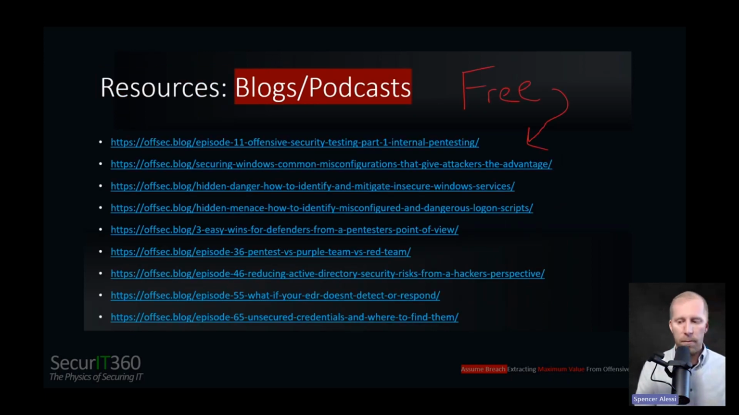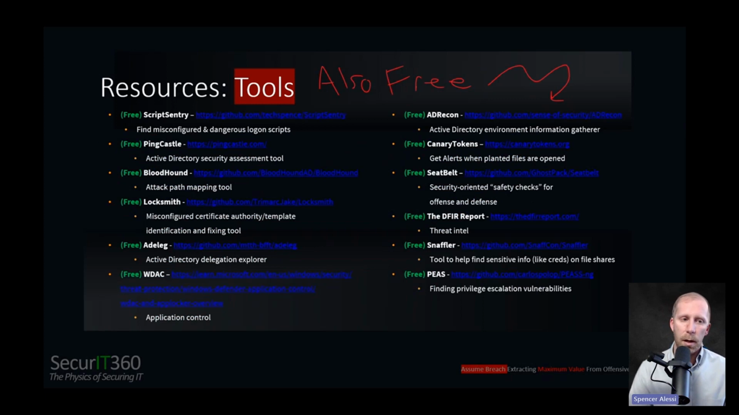So we've got a number of blogs and podcasts that we've done on this topic. And there's a number of free tools that I will share in the next slide about assume breach. I'll just walk through briefly what some of those are, to give a sense of finding some of these vulnerabilities yourself, finding some of the low-hanging fruit. So Script Sentry, a selfish plug, is a tool I created to find misconfigured logon scripts, find dangerous logon scripts. A lot of times we'll find credentials in those logon scripts. We'll find that there are shares that no longer exist that are being mounted by logon scripts.